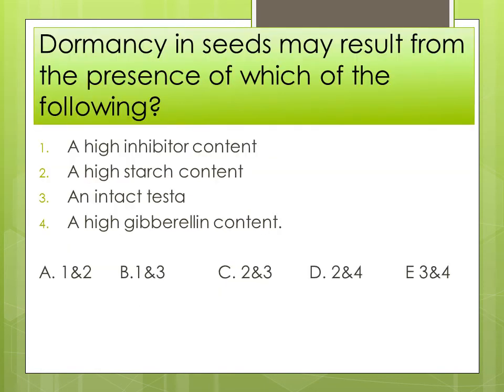So let's have a quick look at this Biology Olympiad question. Dormancy in seeds may result from the presence of which of the following? So I'll give you a moment to have a look and decide what you think the answer is. And hopefully you've got 1 and 3. So a high inhibitor content, which will be the abscisic acid, and an intact tester, which is the coating around the seed, preventing water uptake.